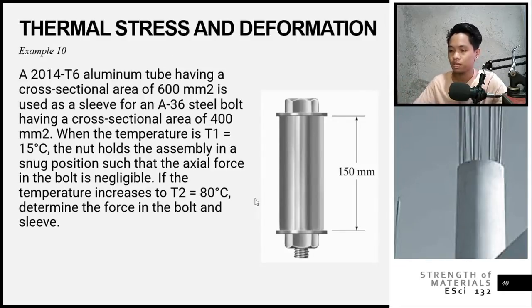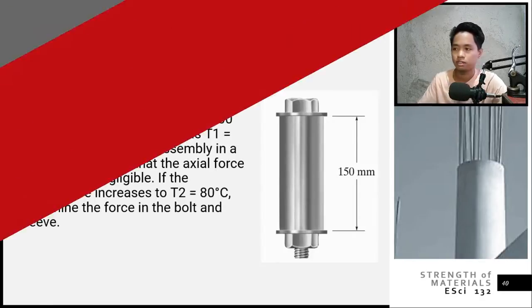Now, what is the question? Determine the force in the bolt and the sleeve. Alright? So let's analyze this in detail. Alright, so let's proceed to our solution.